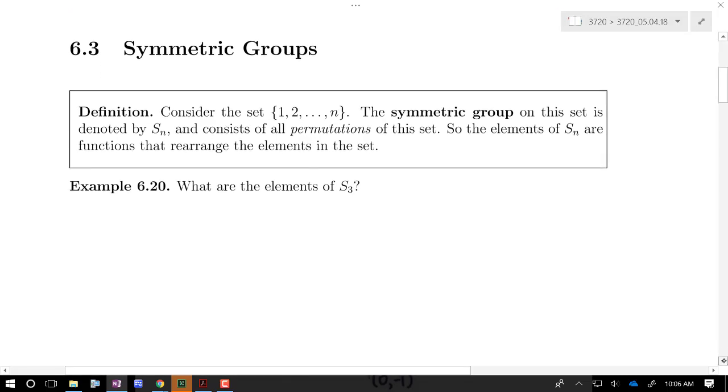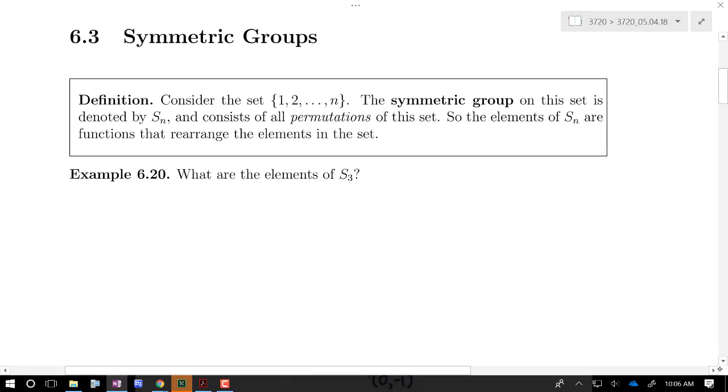So a symmetric group is essentially just it consists of all the permutations on a set. So all the ways in which we could just kind of take the elements of the set and scramble them around and see where we end up. Like that's the set of permutations. We call it a symmetric group. Sometimes people will just call it the permutation group.